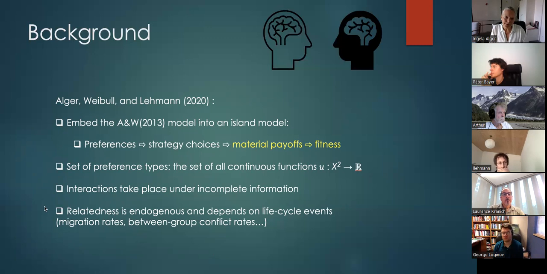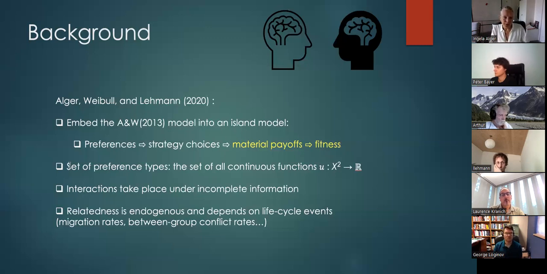evolutionary biology models. In this model, individuals are equipped with preferences, and these preferences guide the strategy choices. But now there is an additional layer compared to the 2013 paper, which is that there are material payoffs generated by these strategy choices. For example, those could be calories or wealth or something like that, and could be small in view of the whole life and reproductive success. And these material payoffs in turn determine the biological fitness.